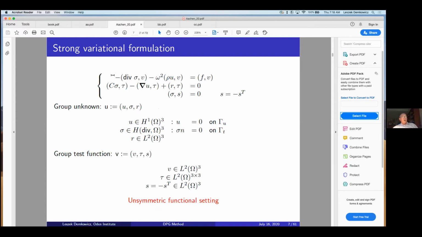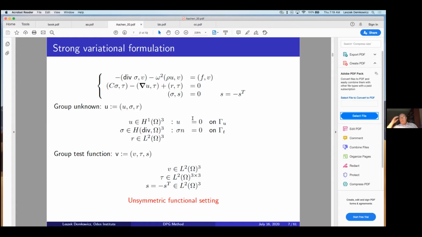You end up with what I call the strong or trivial variational formulation. There's no relaxation, there is no integration by parts here. It's just the strong form of the equations that is now understood in the L2 sense by integrating with L2 functions and requesting these variational equations to vanish. So it's not the simple variational formulation that we may be used to. You have a group of unknowns and a group of test functions. The group of unknowns consists of the displacement, stress, and this infinitesimal rotation vector, whereas the test functions consist of the components v, tau, and s used to test the three different equations.